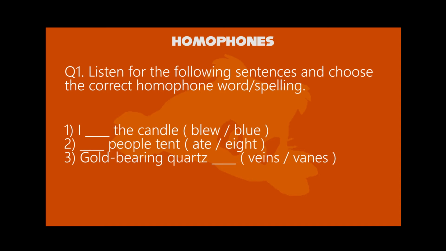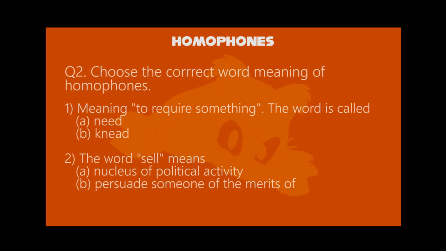Here is the first sentence: I blew the candle. What's the homophone word spelling? The answer is B-L-E-W. Next one: eight people tent. What is this spelling? The answer is E-I-G-H-T, for the numbers. And finally, for this sentence: gold-bearing quartz veins. What is the homophone spelling? The answer is V-E-I-N-S.